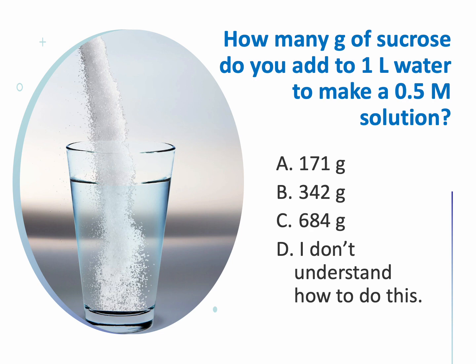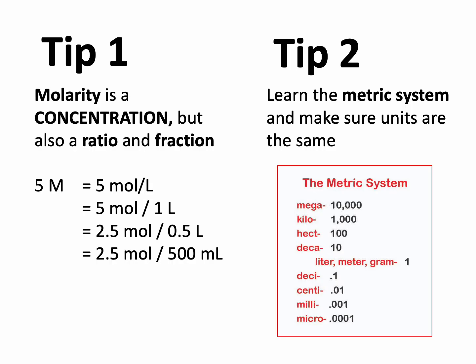So the thing about solution molarity and solution making is to remember some useful tips. Molarity is a concentration, right? It's moles per liter. But it also helps to think of it as a fraction. It also helps to think of it as a ratio. Often the types of solutions you'll be making will be sort of standard, right? You'll make a 5 molar solution, a 1 molar solution, a half molar solution, right? And because of that, it's very easy to go back and forth between them if you can think of them as a ratio or a fraction.